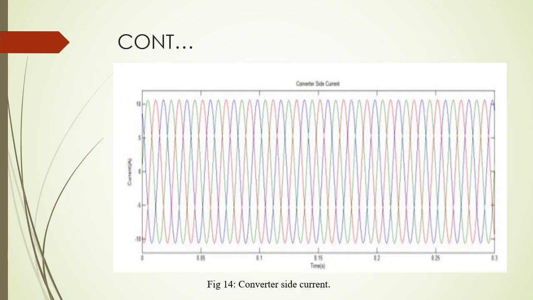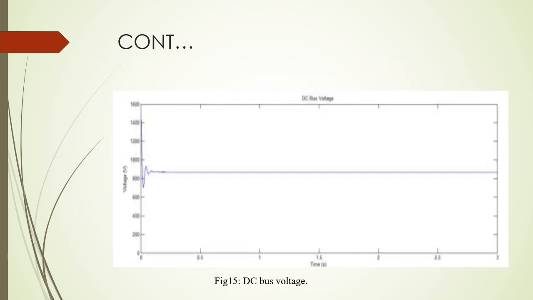This is the converter side current. This is the three-phase current. The three-phase current is a sinusoidal current. This is the DC bus voltage.